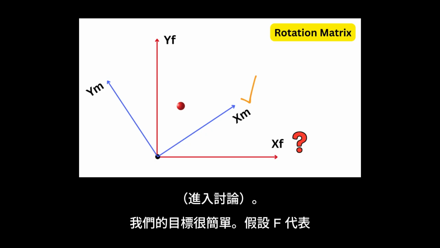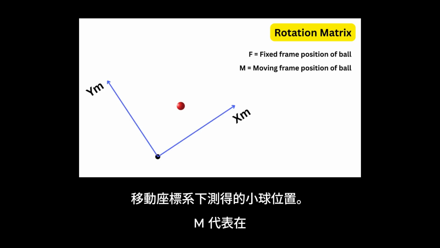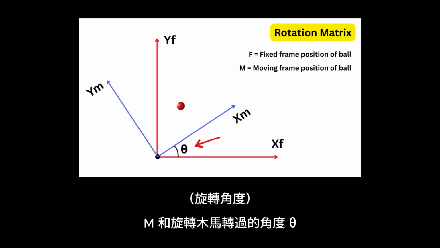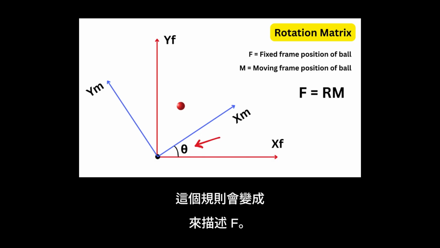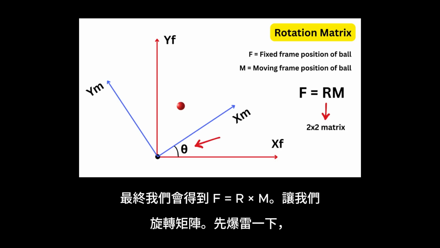Our goal is simple. Suppose F represents the position of the ball measured in the fixed frame, and M represents the position of the ball measured in the moving frame. Then we want an equation which can describe F in terms of M and the angle theta through which the merry-go-round has rotated. This rule will turn out to be multiplication by a small 2x2 matrix R, and that matrix is called the rotation matrix. So, spoiler alert, finally we will get F equals R times M.